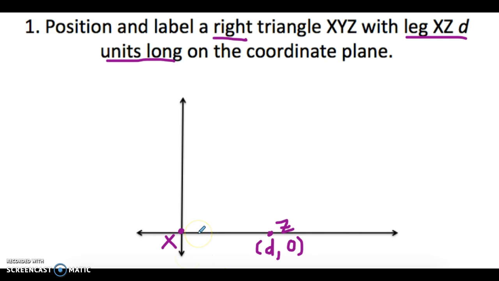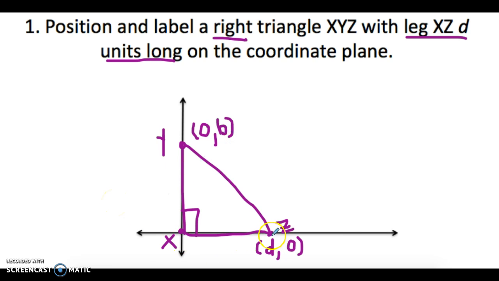Okay, so the only other thing I told you is that it needs to be a right triangle. So that means my other angle of my triangle, Y, needs to lie on my y-axis, right? Because once I do that and I connect my points, I have a right triangle, correct? Okay, what are the coordinates of Y? Well, the x coordinate is 0, correct? The y coordinate we don't know because I didn't give you any stipulation, so let's just say it's b. You can use any variable you want. Okay, and then we're done.